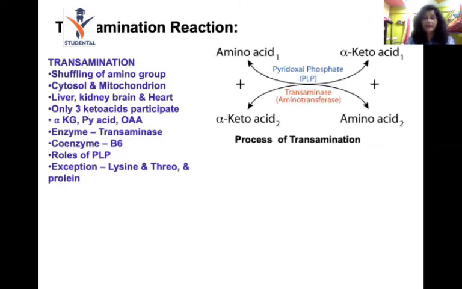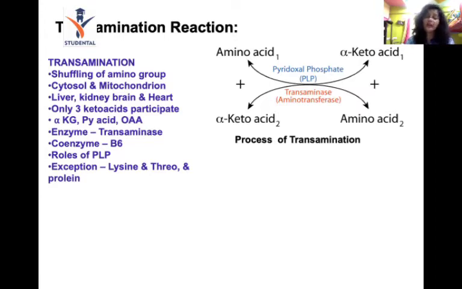As the name suggests, transamination is the transfer of an amino group from an amino acid to a keto acid to form a new amino acid and a new keto acid. It is clearly seen that it is only shuffling of the amino group from one amino acid to the keto acid. This reaction occurs in the cytosol and mitochondria of every cell, but it occurs in greater quantity in liver, kidney, brain and heart.